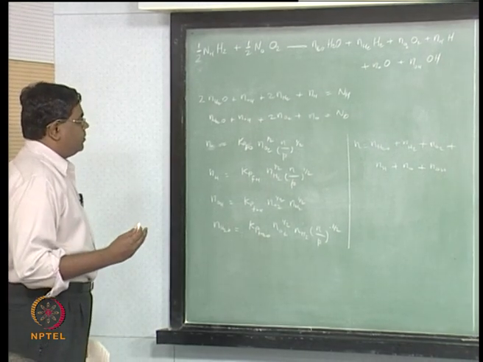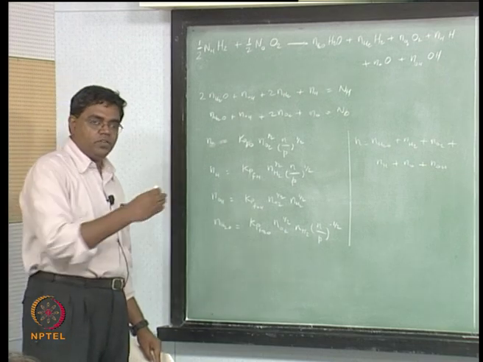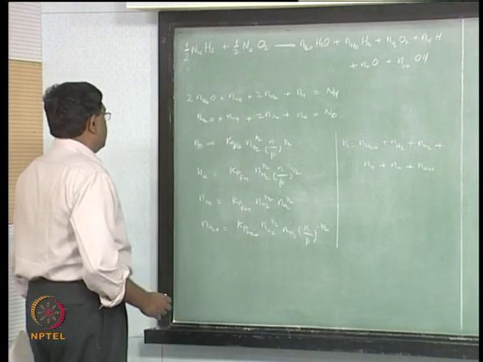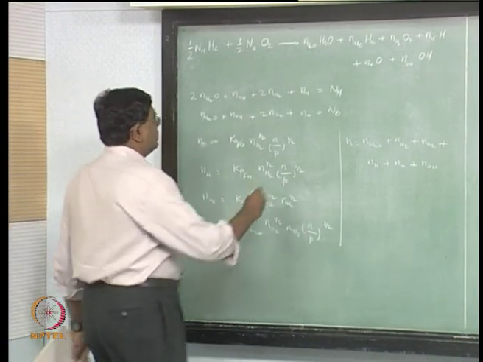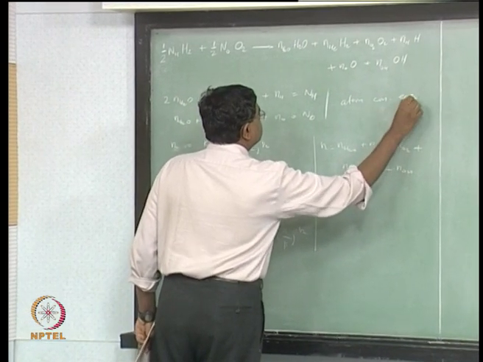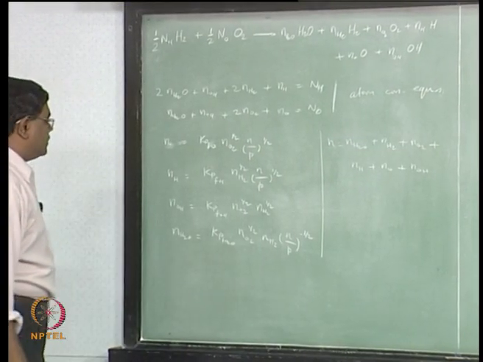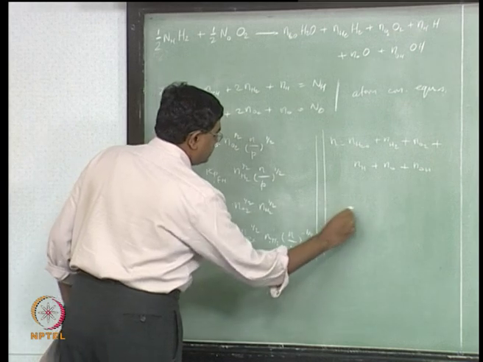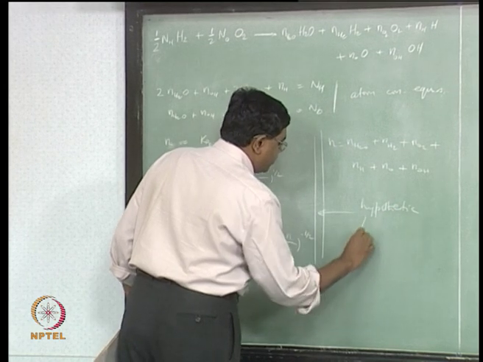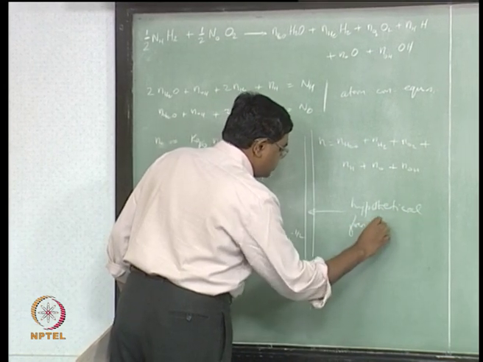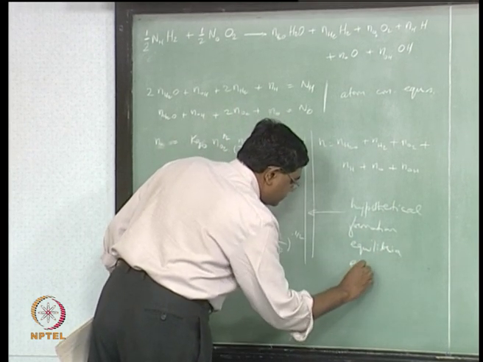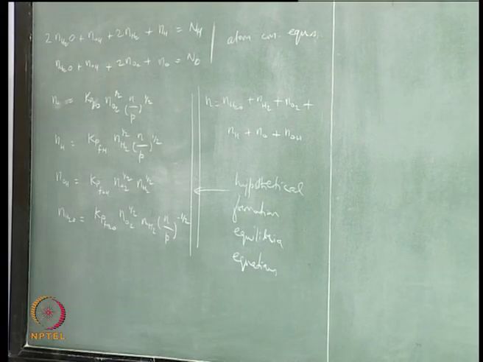So the accuracy to which you want the temperature depends on how much you want to go through the calculations, and therefore you decide on the number of products you want to take, right. So what we already saw are these atom conservation equations, and then these are the hypothetical formation equilibria equations, or they are coming from there.